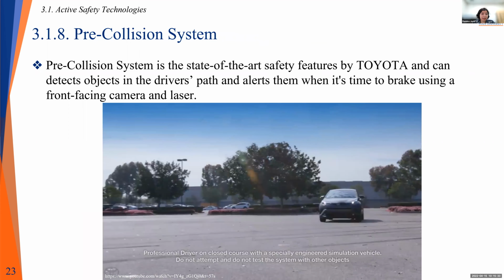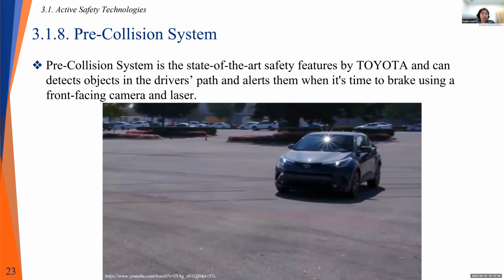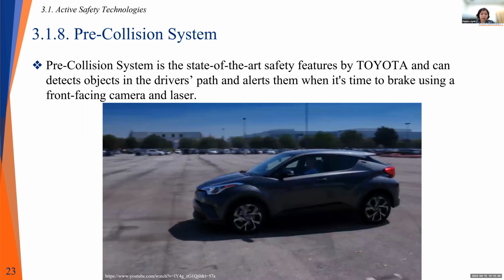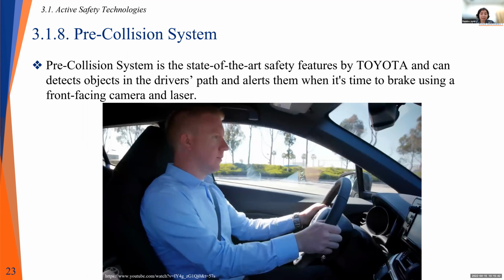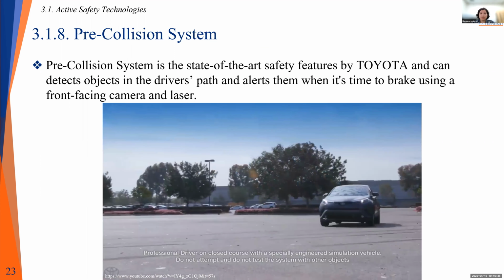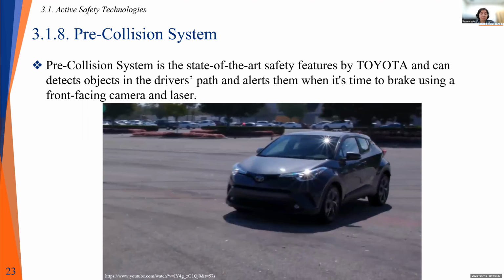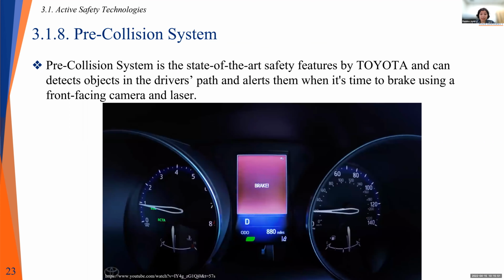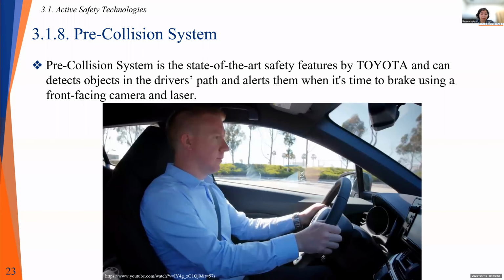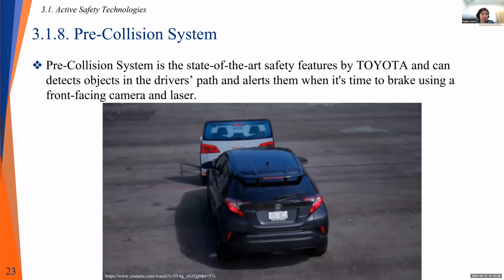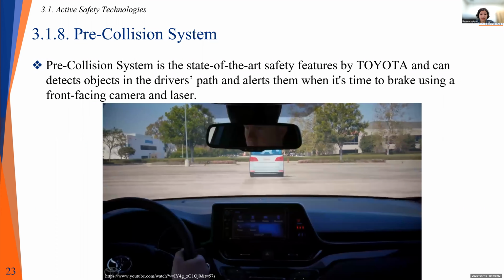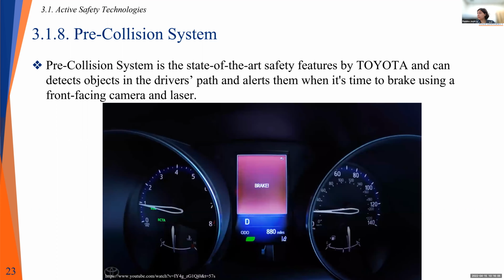The next one is PreCollision System. So PreCollision System is the state-of-the-art safety feature by Toyota, and can detect objects in the driver's path and alert them when it's time to brake. Basically, it uses a front-facing camera and laser to detect the objects. So it may even autonomously bring the vehicle to a complete stop if it's necessary.